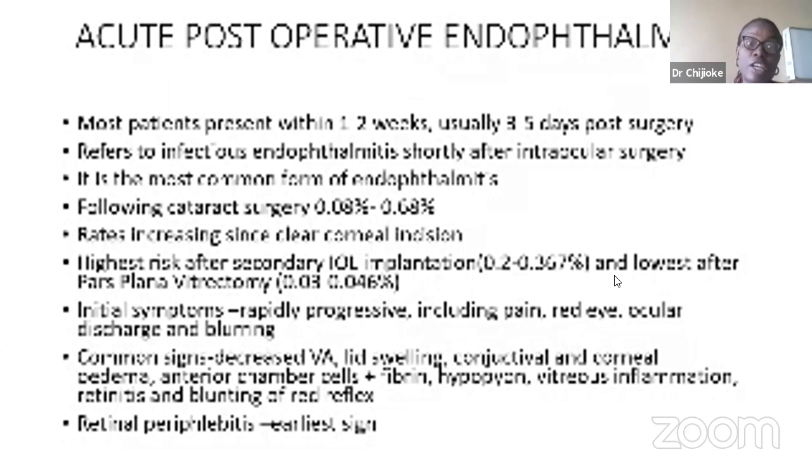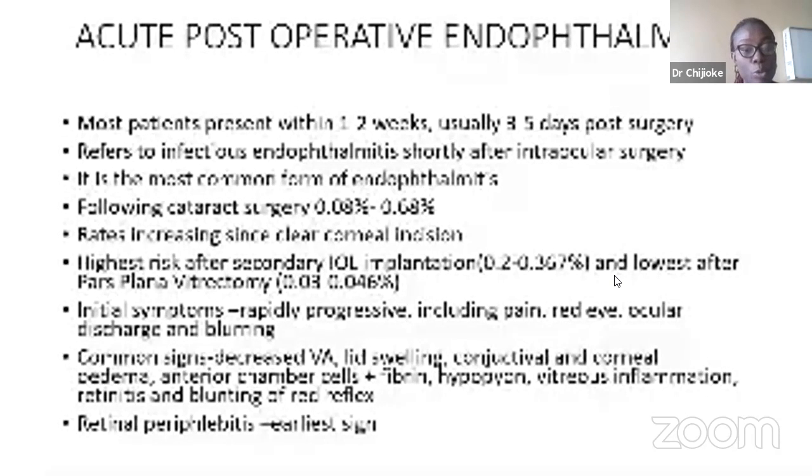Highest risks are after secondary intraocular lens implantation, and lowest after pars plana vitrectomy, because the vitreous can serve as a nidus for infection. So after vitrectomy, the incidence is actually lower. Initial symptoms are rapidly progressive and include pain, red eye, ocular discharge, and blurring. Common signs include decreased visual acuity, lid swelling, conjunctival and corneal edema, anterior chamber cells and fibrin, hypopyon, vitreous inflammation, retinitis, and blunting of red reflex.